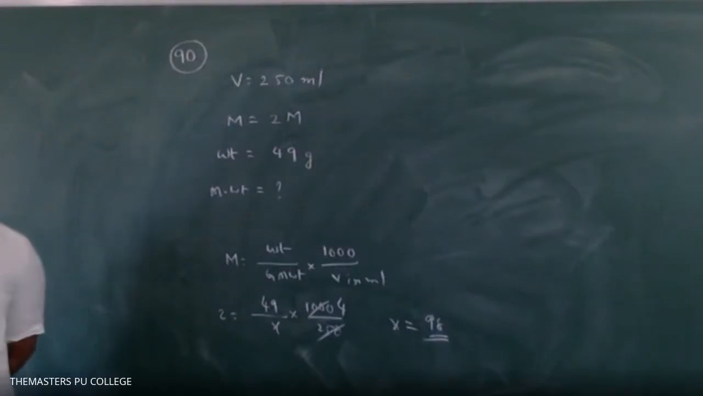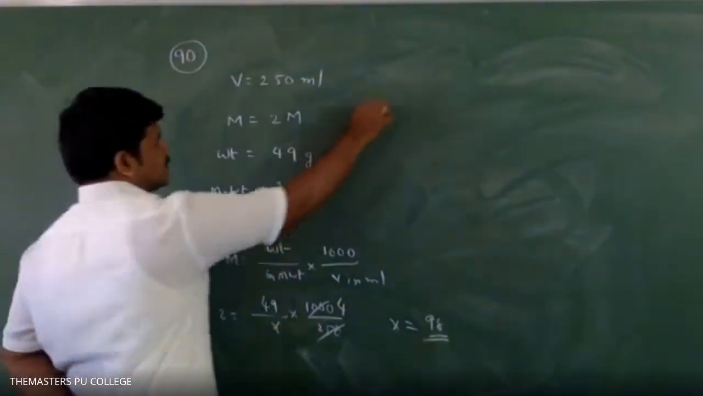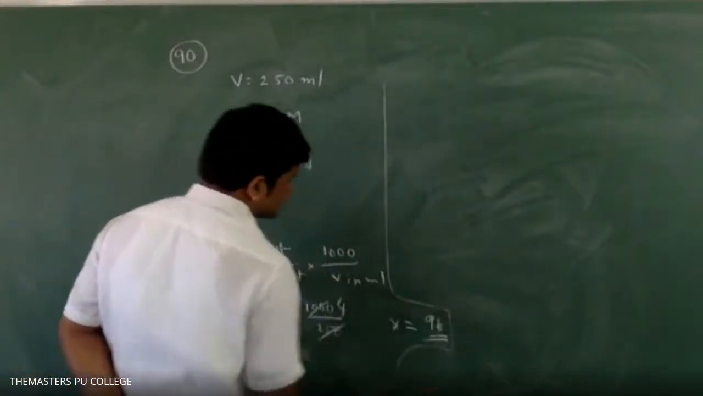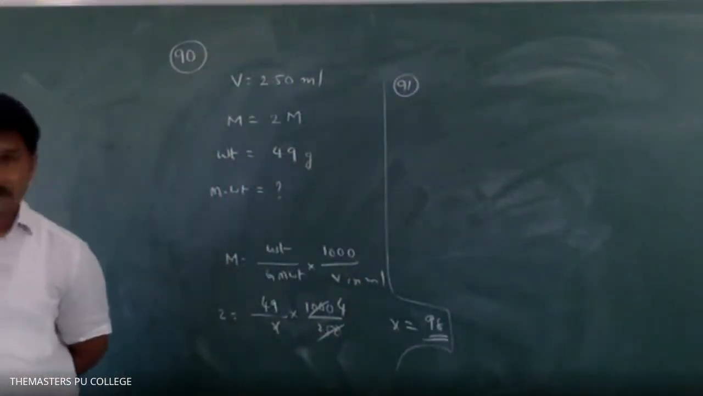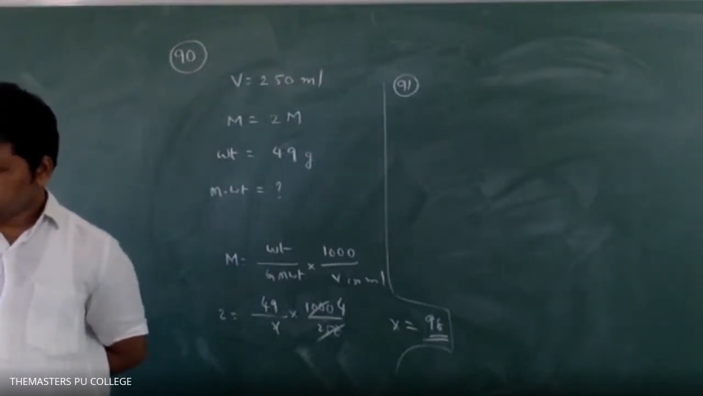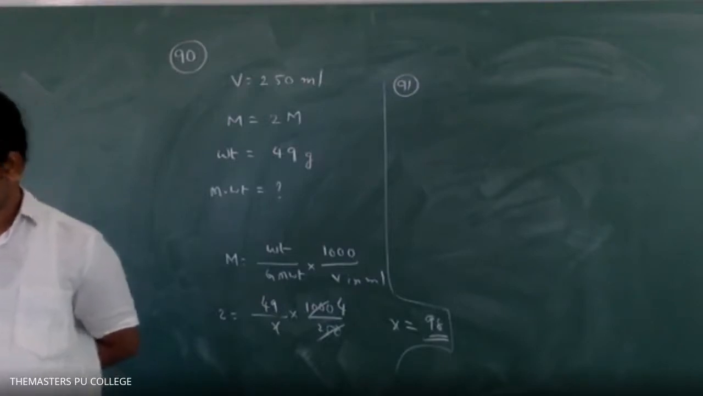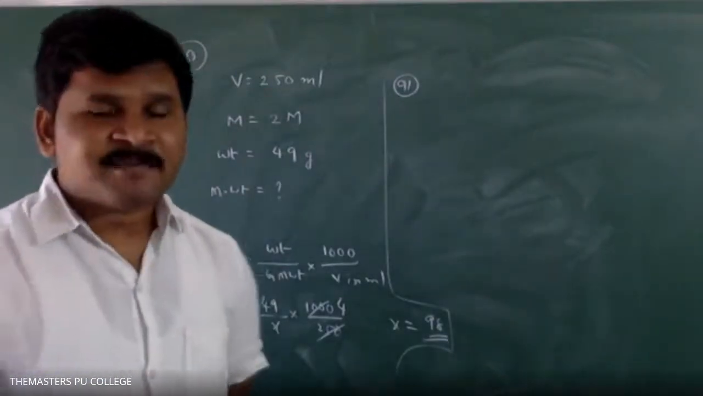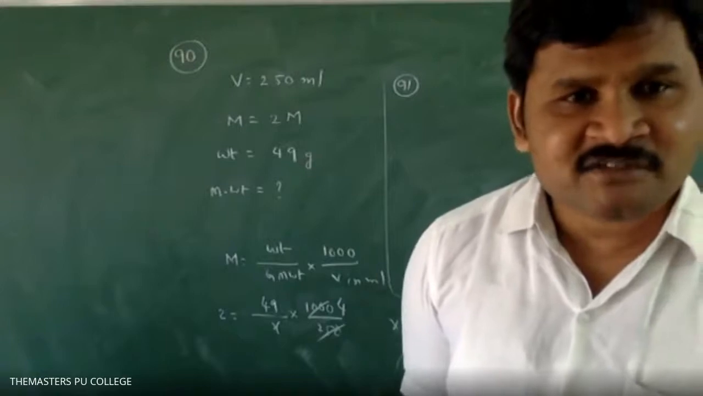Next, question number 91. We can do it 2 ways, so I will explain 2 methods. Please remember which one you feel is easy. Question number 91: one side NaOH, one side dibasic acid is given. So dibasic acid means what is the basicity of the acid? 2. Dibasic acid means the basicity of the acid is 2 only.